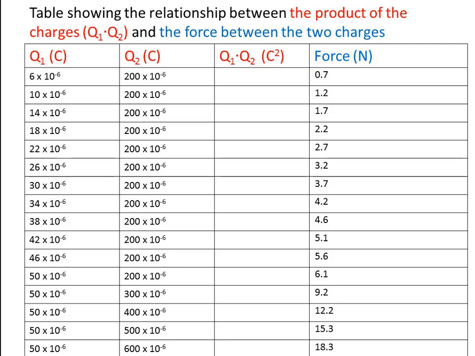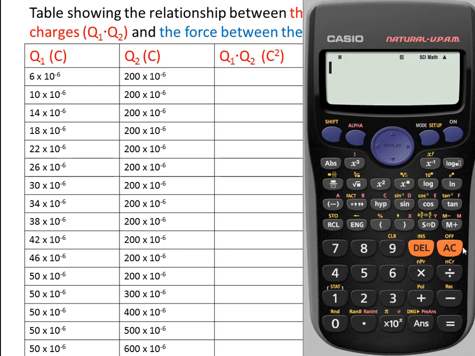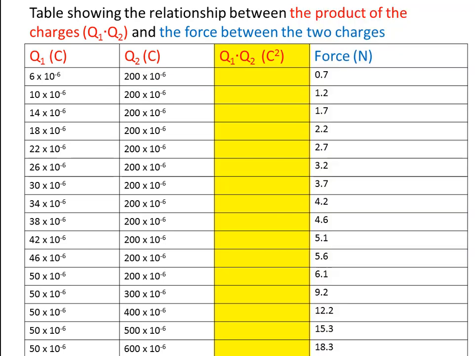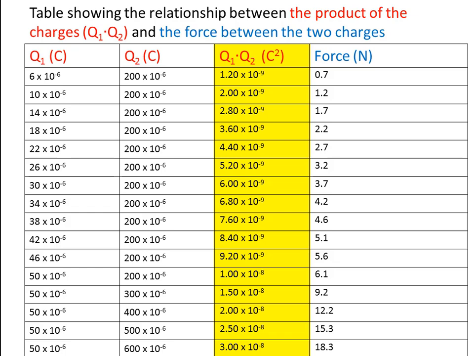So the first step in checking that is we need to multiply Q1 by Q2. 6 times 10 to the power minus 6 multiplied by 200 times 10 to the power minus 6 equals. You complete the table, do all the calculations yourself, pause the movie until you finish that. And this is the data that you should have got.